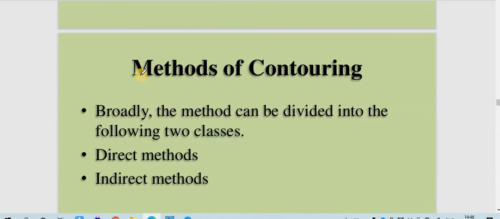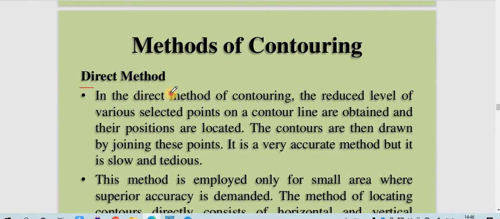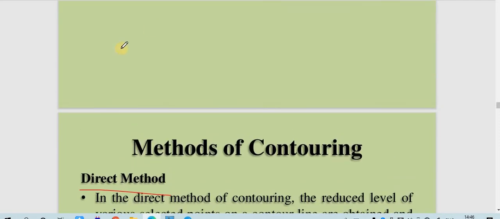Okay. So basically we have two types of method. One is called the direct method and one is the indirect method. Okay, direct method is a very tedious method. This is not basically used on the site, and mostly the indirect method is used on the site.